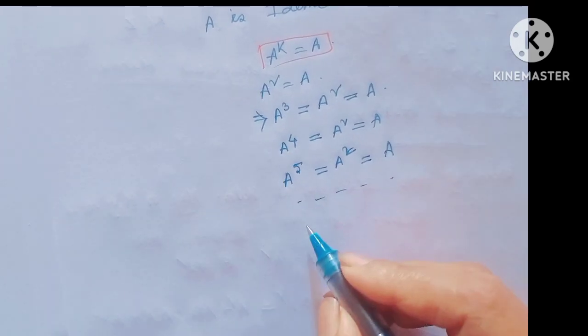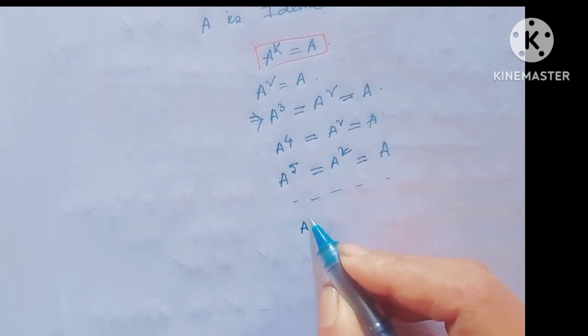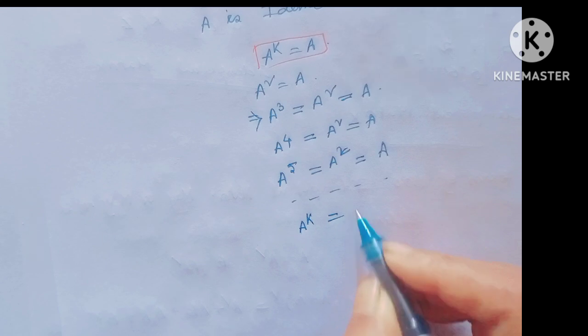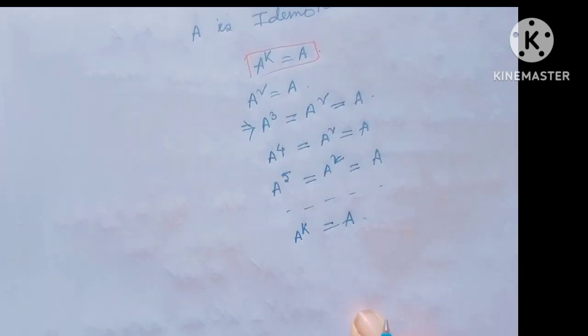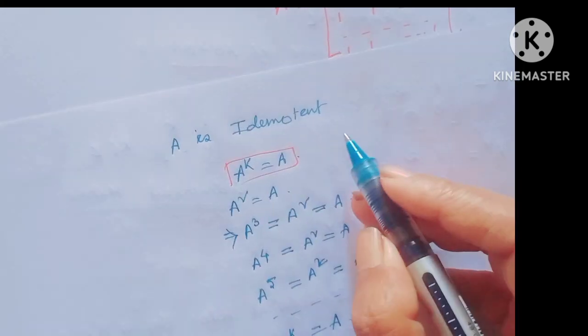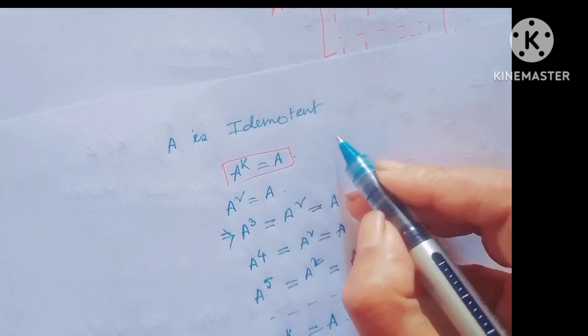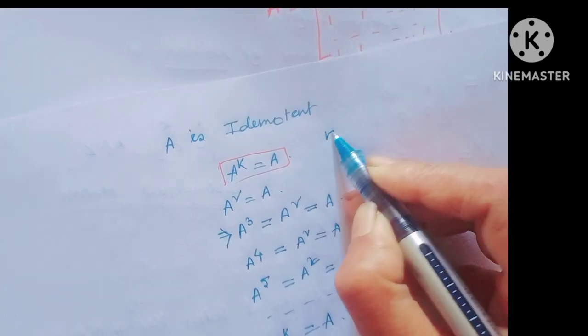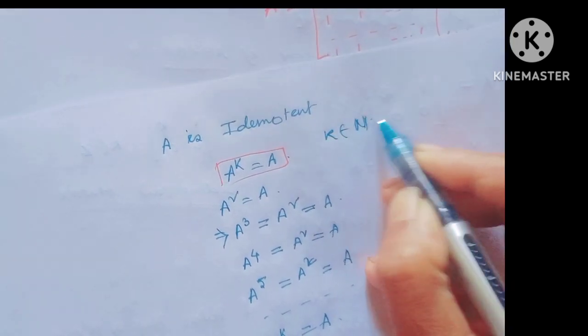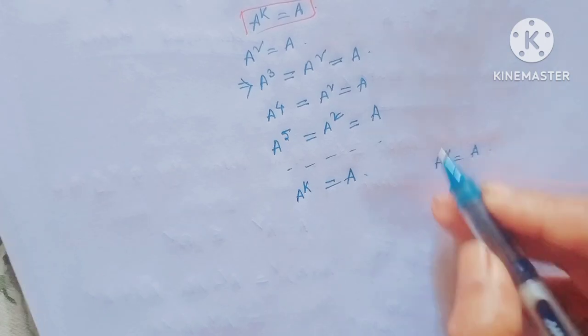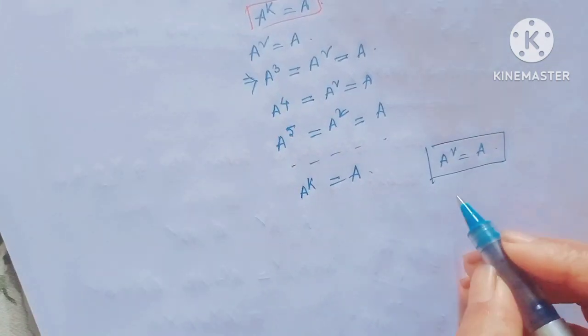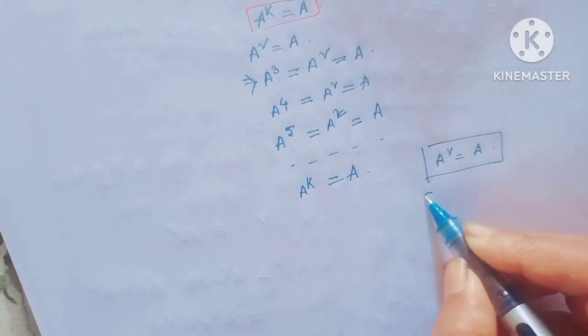Similarly, we will always get A to the power K equal to A. So, if A is an idempotent matrix, then A to the power K is always A, where K belongs to natural numbers. If A is idempotent, then the determinant is always 1 or 0.